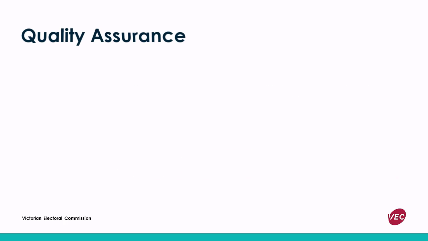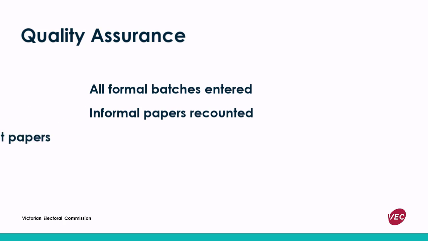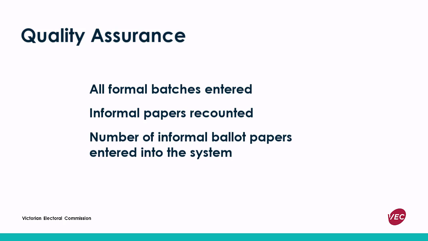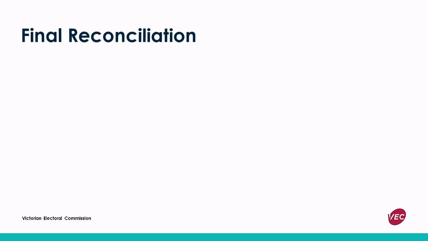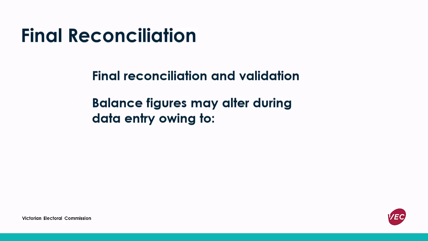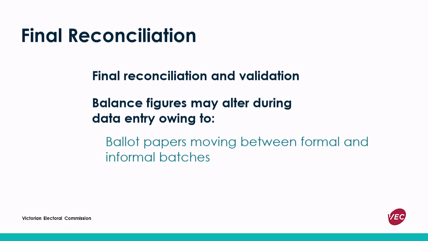Before a result can be calculated, all formal batches must be entered into the system, all informal ballot papers must be counted, and the number of informal ballot papers entered into the application. Whilst reconciliations will take place progressively during the count, a final reconciliation will take place before the result is calculated. The computer count team leaders will validate that all data entry has been completed and that there are no outstanding ballot papers for the count. Note that final figures may not completely balance with starting figures owing to ballot papers moving between formal and informal batches, or adjustments being made to the number of ballot papers in a batch due to more than 50 being identified in the batch during data entry.